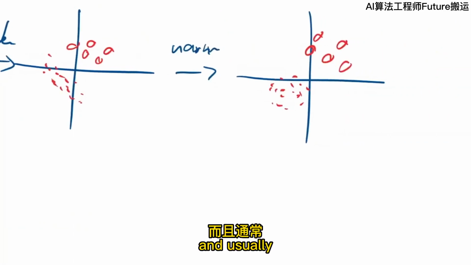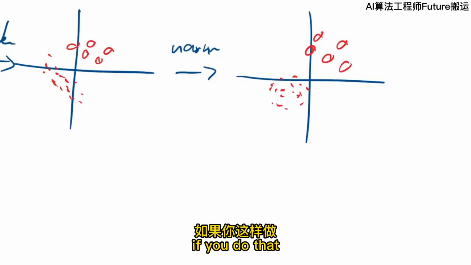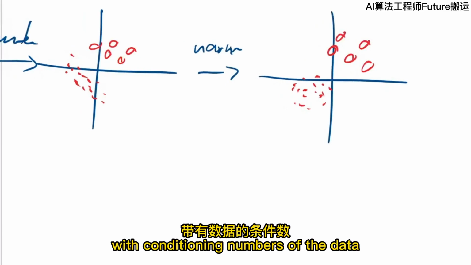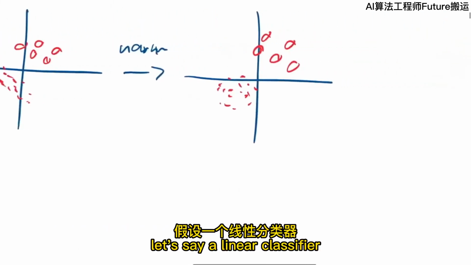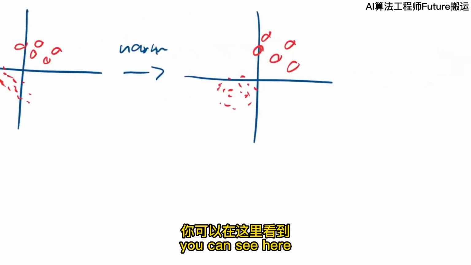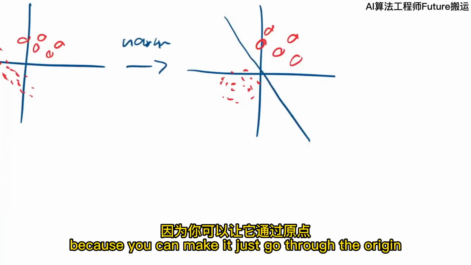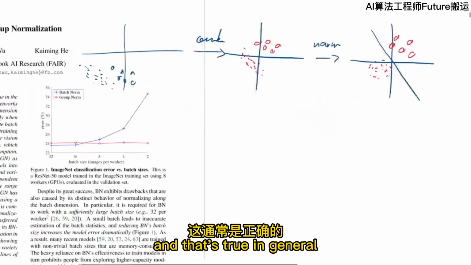And usually we know that any sort of machine learning methods work better if you do that, and that's mostly in classic machine learning methods with conditioning numbers of the data being better and so on. But if you just want to learn, let's say, a linear classifier, you can see here, you can even save one parameter because you can make it just go through the origin. And that's true in general.